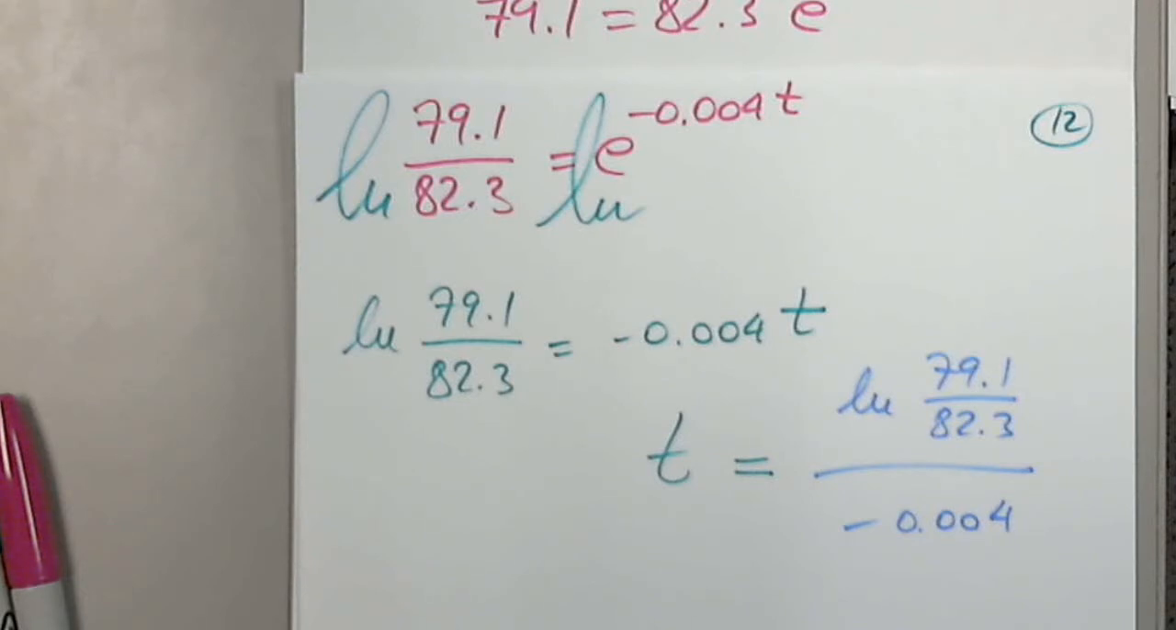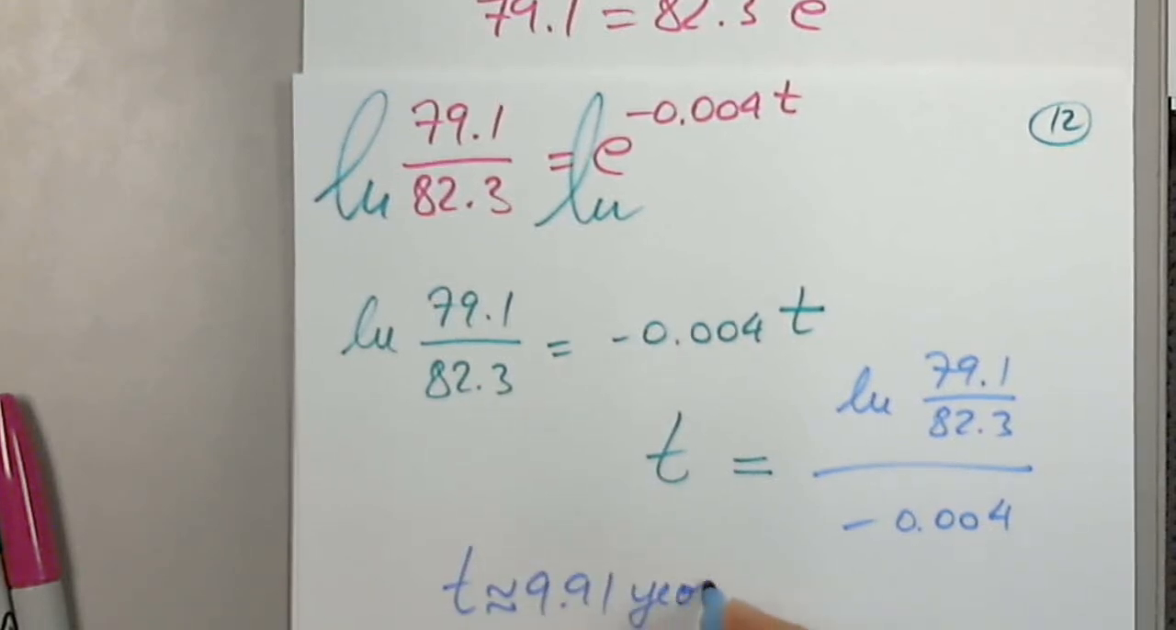So let's go to clear and natural log of 79.1 divided by 82.3, close, and divide in parentheses by negative 0.004, close. So t is approximately 9.91. Yes, so pretty soon. However, they got a lot of new people helping them with that now, so I'm assuming the model will not be valid anymore.